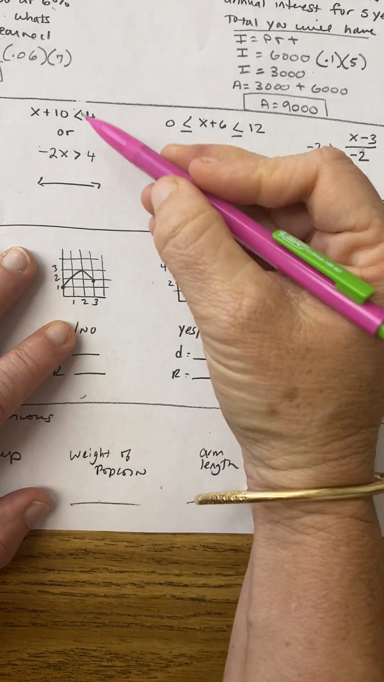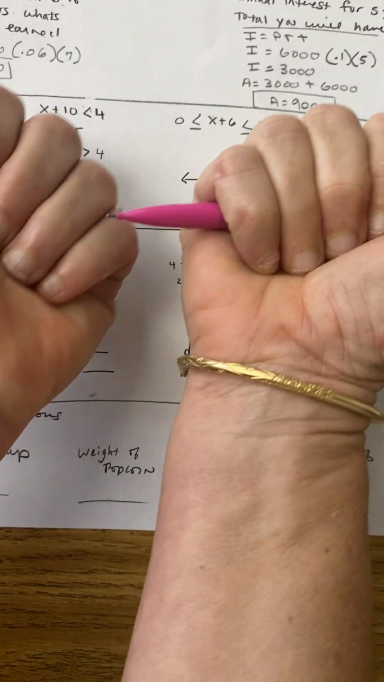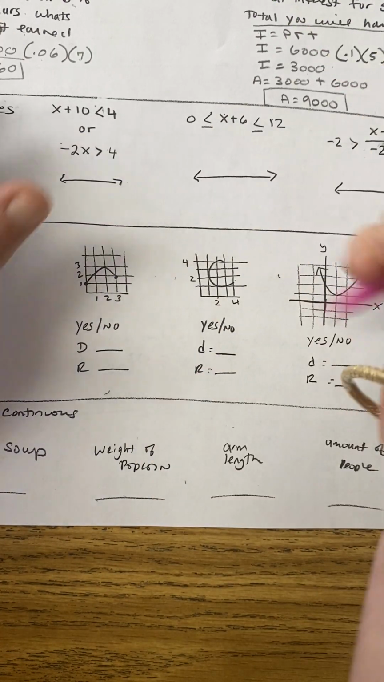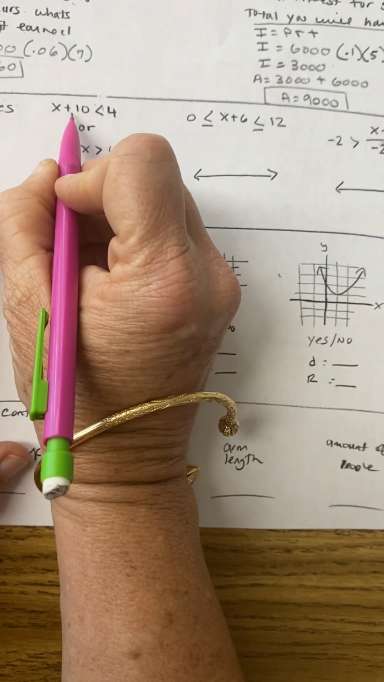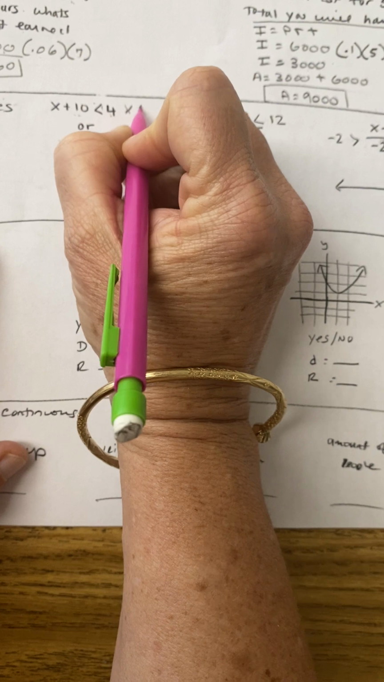Okay, so this is an OR situation. This is a compound inequality. Usually OR situations look like, on the outsides or going out. So we're going to see what we get here. The first thing I'm going to do is subtract 10 from both sides. So I get x is less than -6.